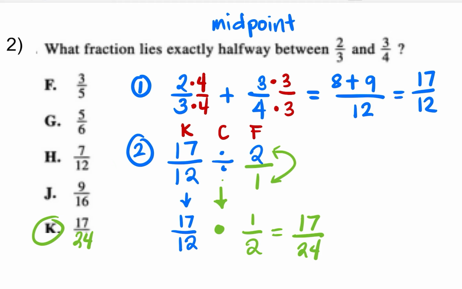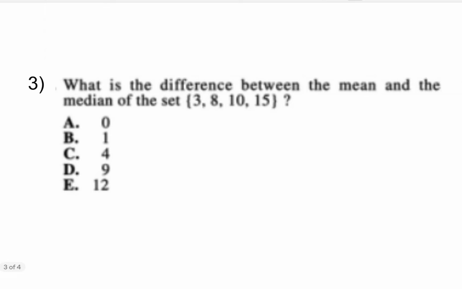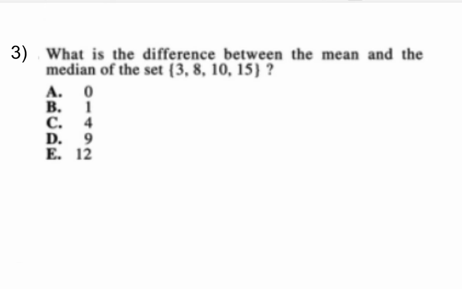All right, let us try another problem. Number 3. What is the difference? Difference is referring to subtraction. Between the mean, which is average, and the median, which is the middle number of the set of numbers.